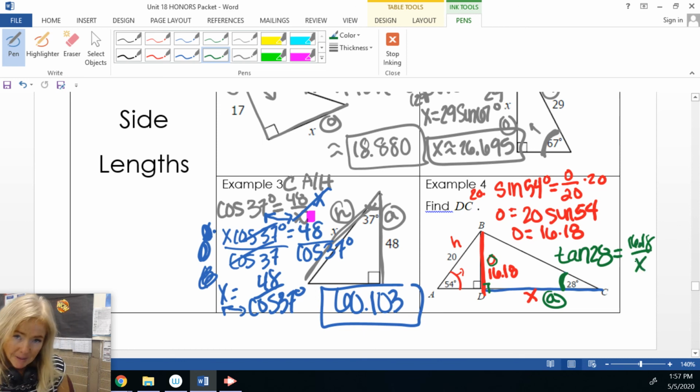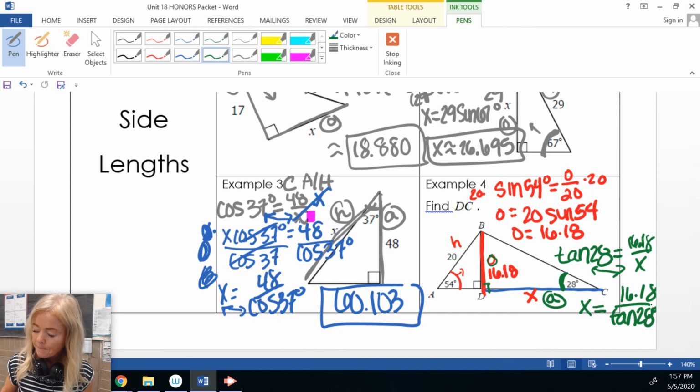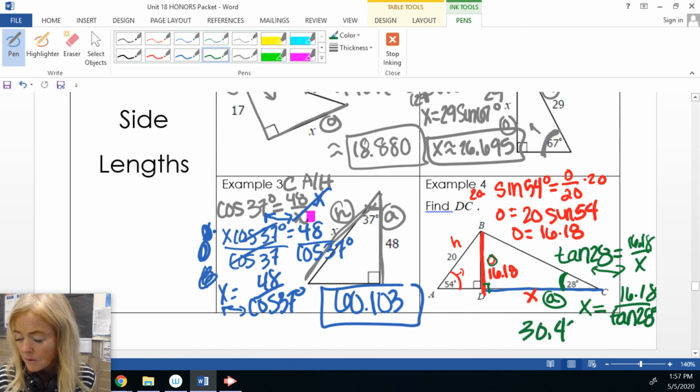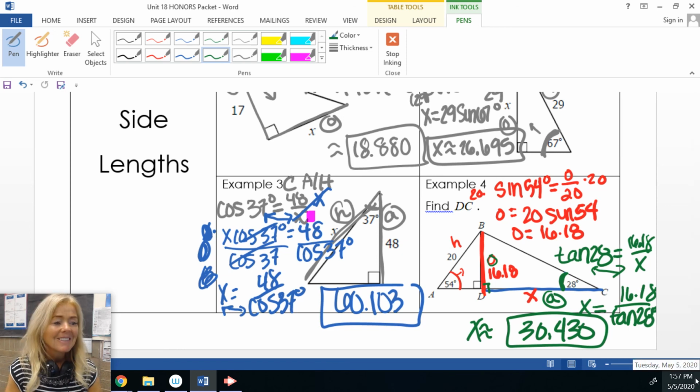This one has x on the denominator. So we switch and divide. So we just switch these two. We leave 16.18 at the top, and we put x equals 16.18 over tangent 28. All right, and put that in the calculator, 16.18 divided by tangent 28. And that is 30.430. And that is what x is approximately, since we had to truncate or round it. Okay, and that is how you do the first part of 18.5. I think we're on 18.5. Anyway, so watch part 2 next.